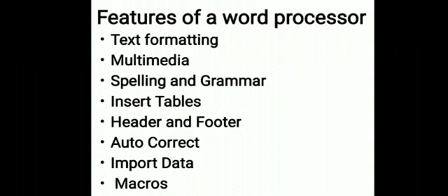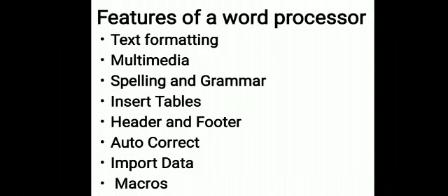So these are all the features of word processor. First one is text formatting, second is multimedia, third is spelling and grammar, fourth is insert table, fifth is header and footer, sixth is autocorrect option, seventh is importing data, and the eighth and last one is macros. So these are some features of word processing.